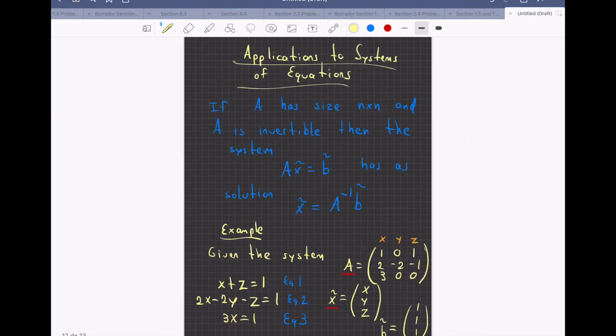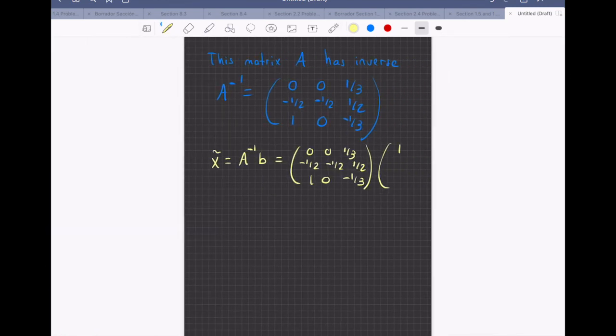What is the matrix B? 1, 1, 1. So the multiplication is going to be possible. This is going to be 3 by 3, and this was 3 by 1. The multiplication is possible because these two numbers are equal, and the resulting matrix is going to have size 3 by 1. So this is going to be only one column with 3 rows.